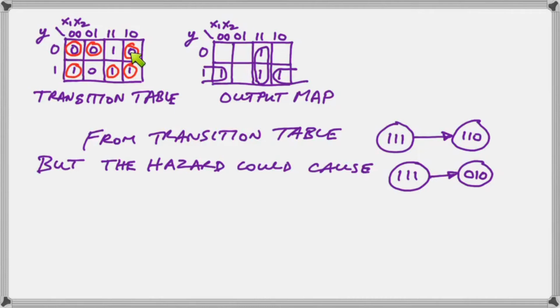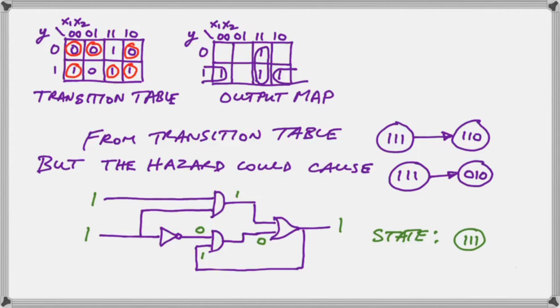The biggest problem with the hazard is that it causes a malfunction of our transition table. When we should have gone here, instead we go up to here. So let's see how that would actually occur in the circuit itself. Well, this circuit shows that we're perfectly stable in 111. You can follow the ones and zeros right there through the actual logic and see that the logic is totally satisfied. It can sit there all day long.